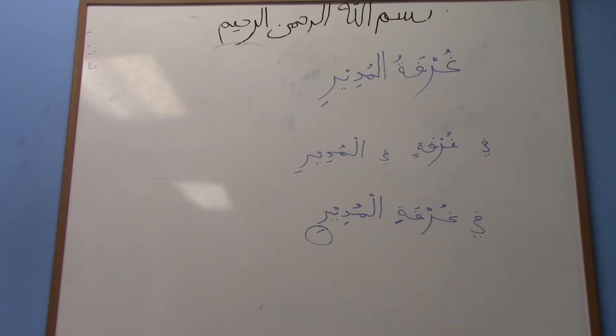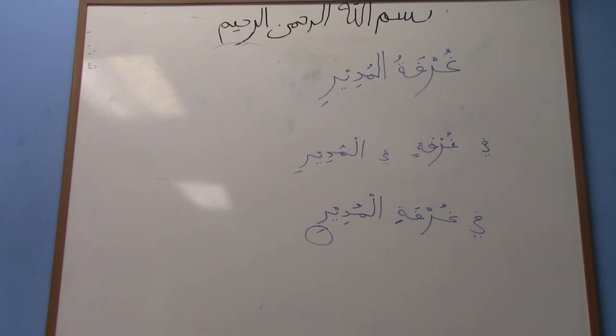Okay. The next sentence we have, هذا بيت حامد وذلك بيت خالد. Everyone? هذا بيت حامد وذلك بيت خالد. Good. This is the home of Hamid, and that is the home of Khalid. Or Khalid's home, Hamid's home, and Khalid's home.